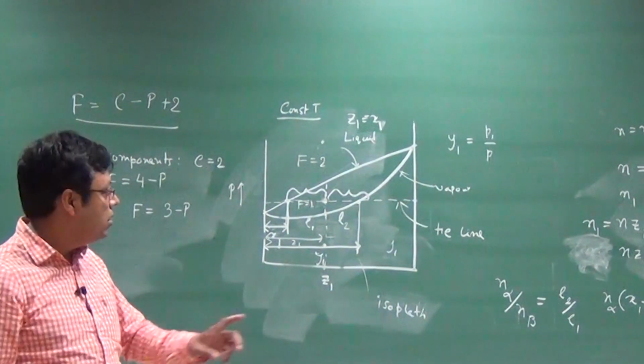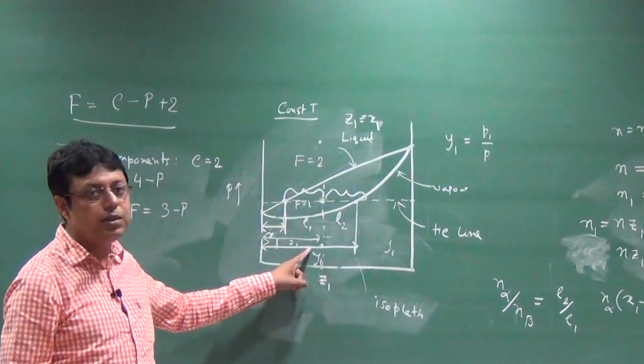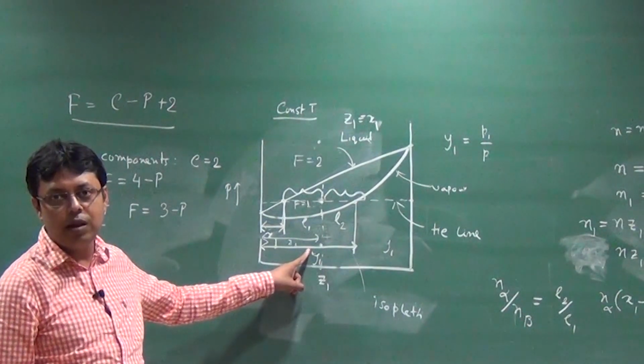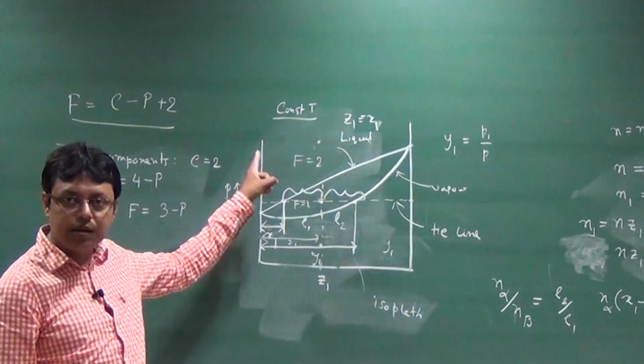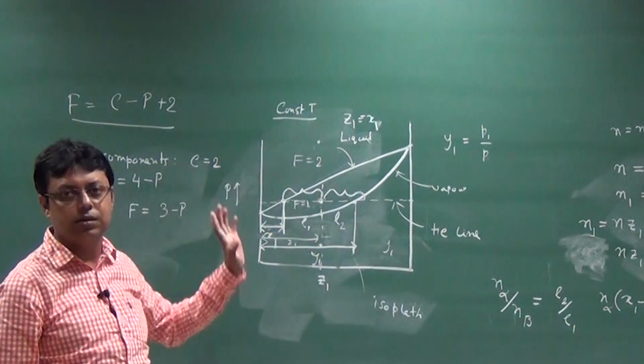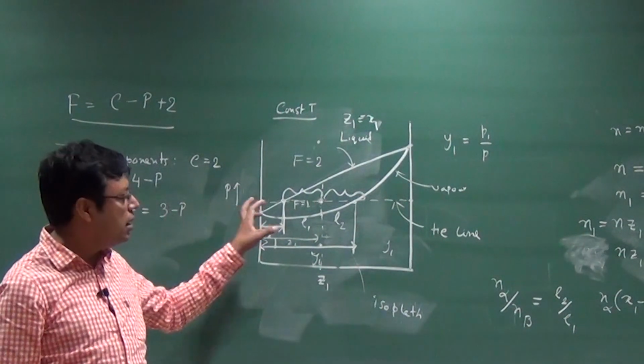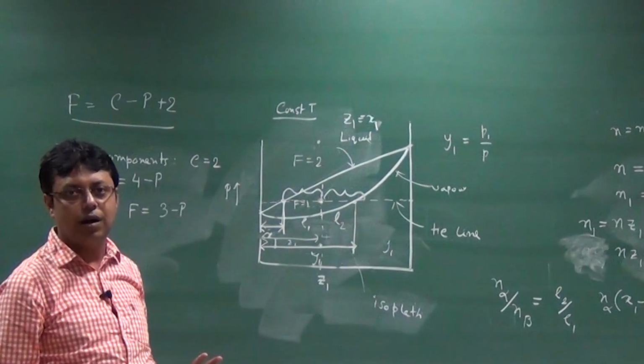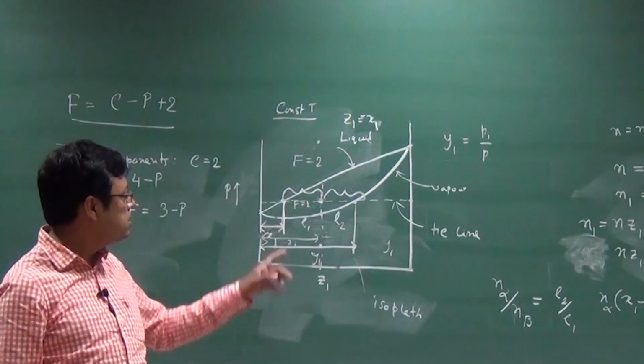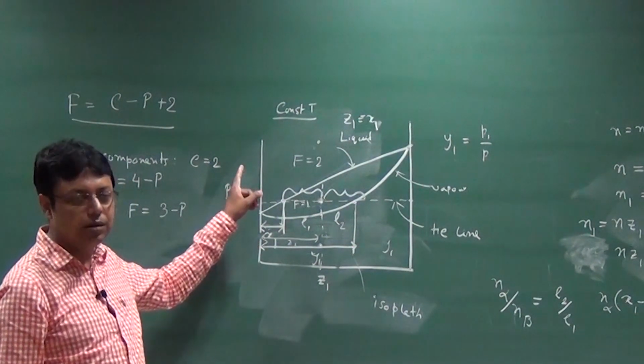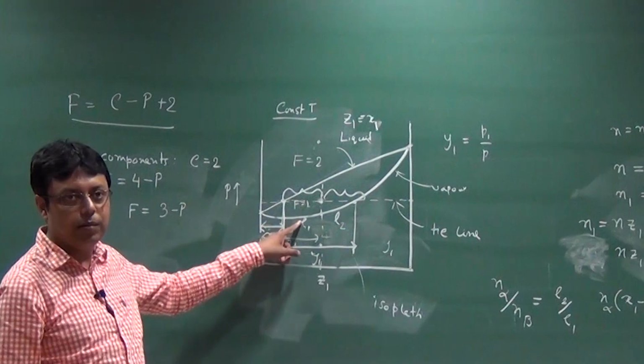However, the degrees of freedom will be still the same. Why? Because in that case I fix the temperature. Here I am fixing the pressure. That's it. Okay. But the diagrams will look different.